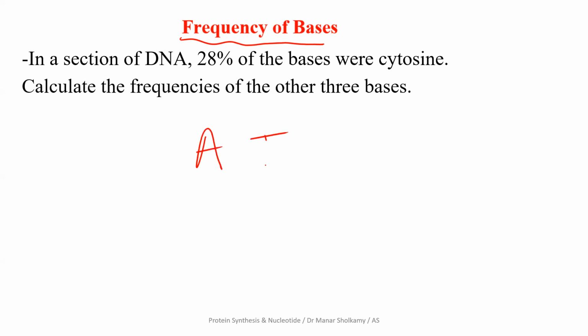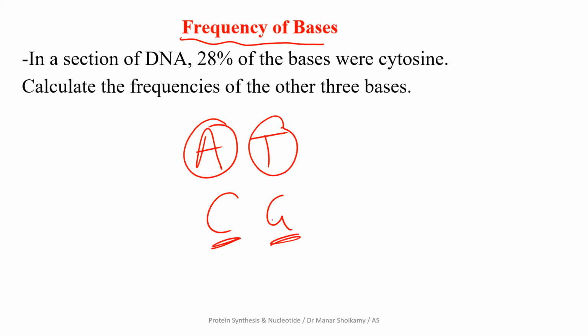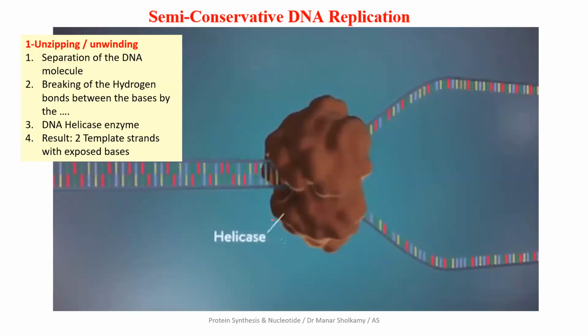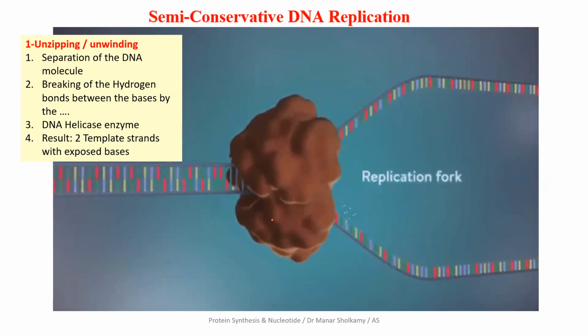Now, this is too easy, the frequency of the bases, because you know the complementary base pairing, which is A-T and C-G. If A is 30%, T will also be 30%. If C is 20%, G will also be 20%. And they get you a lot of questions in paper 1. You know this table where they give you the number of one base and they expect you to know the number of the opposing base. This is so easy.